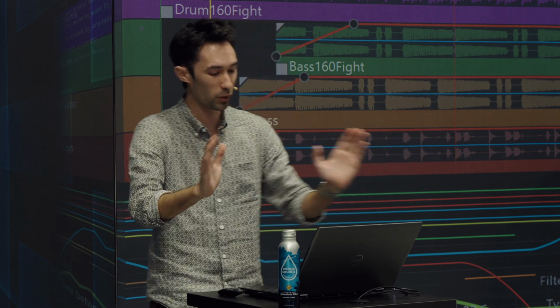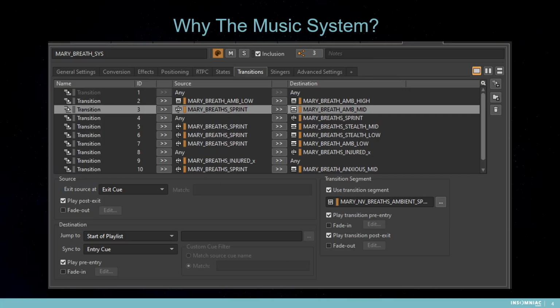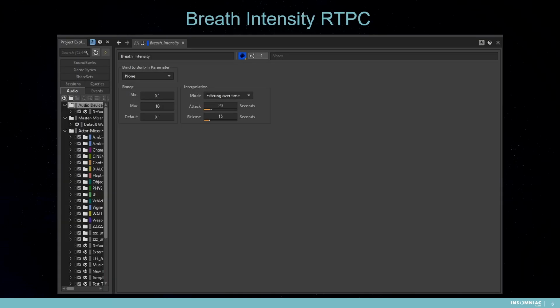Those two things, the rules and the transitions put together, really allowed us to say, okay, this is great. We have the basic logic and functionality here to start moving forward. So now let's talk about this breath intensity RTPC. This is basically what's happening when you're in the game and you're moving and your intensity is changing.